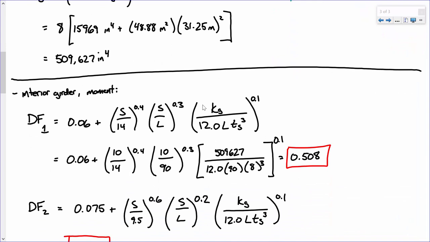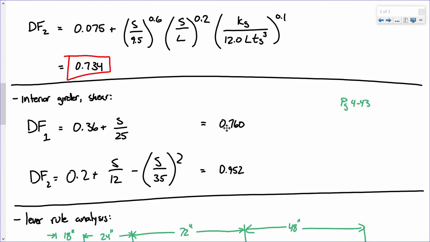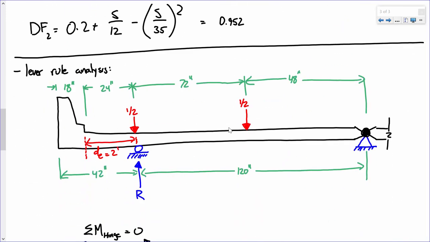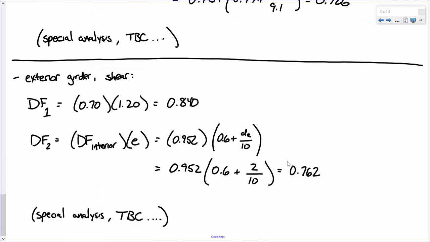We had interior girder moment taken care of, interior girder shear taken care of. We did the lever rule analysis. We've got exterior girder moment taken care of, and exterior girder shear taken care of. And there was at least one large chunk of computations that was left, and that was special analysis, and that's where we stopped. So before I move on, does anybody have any questions about where we're at?